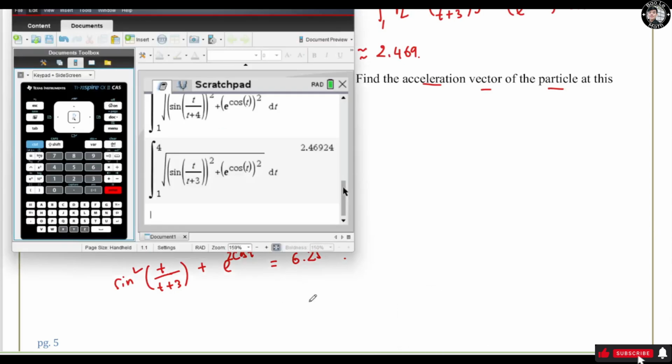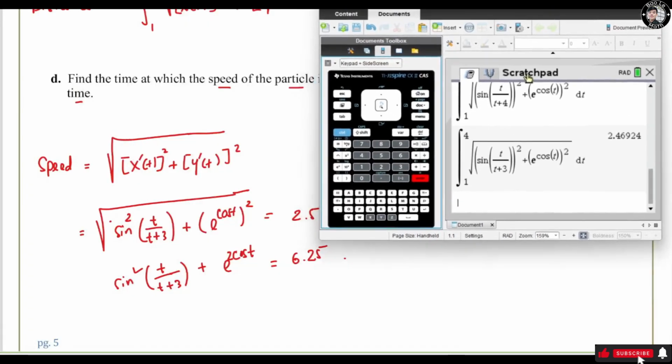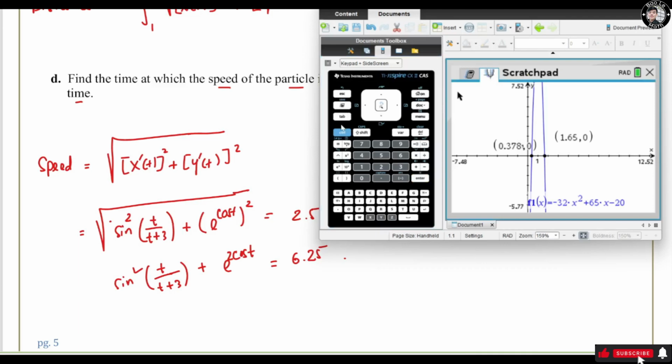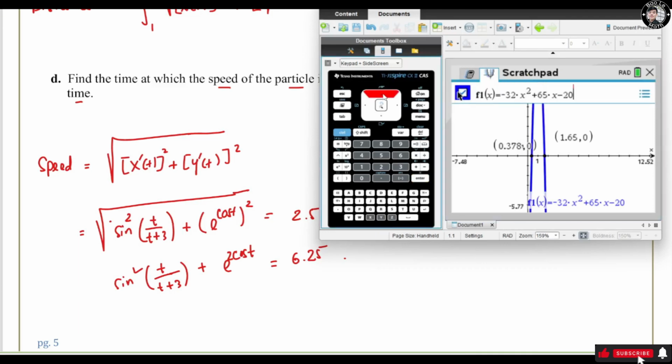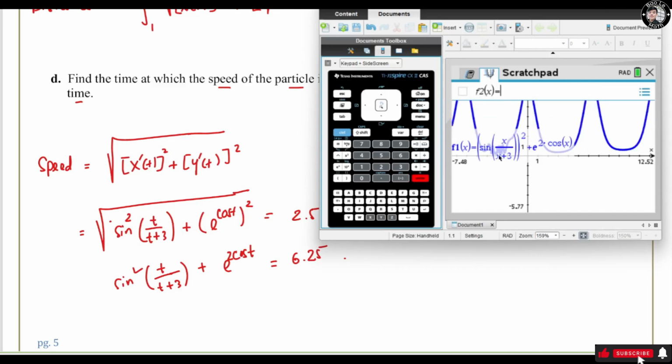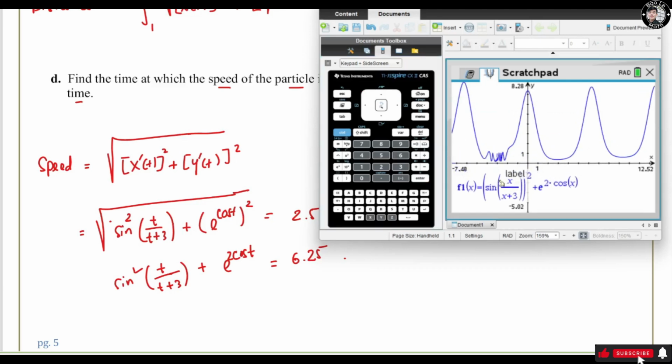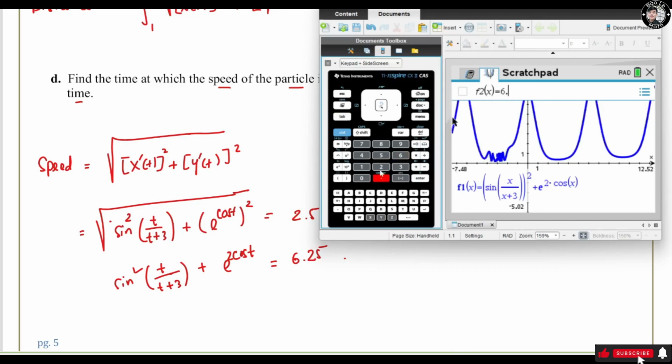So we're going to open up the calculator. Go to graph right here, press tab, go to y1, clear this one. It's going to be sine of t over t plus 3, right? Then press enter, it's going to be right here. Now we're going to press tab, y2 is 6.25, press enter, it's going to be right here.